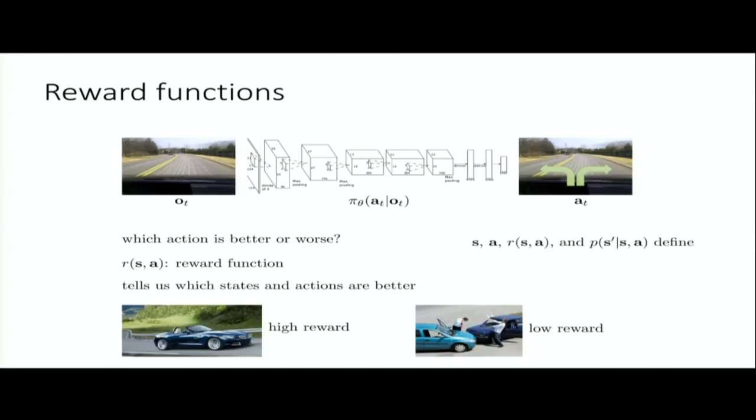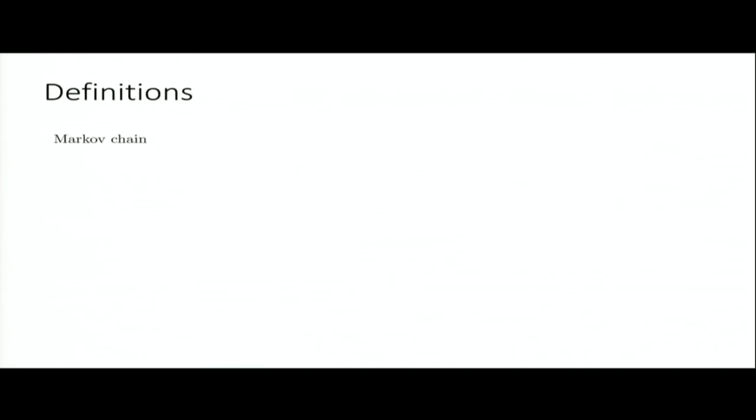So these things that we've defined, the state, the action, the reward function, and the transition probabilities, together they define what's called a Markov decision process. So let's talk about Markov decision processes. And before we do that, we'll go to something a little bit more basic. We'll talk about Markov chains.